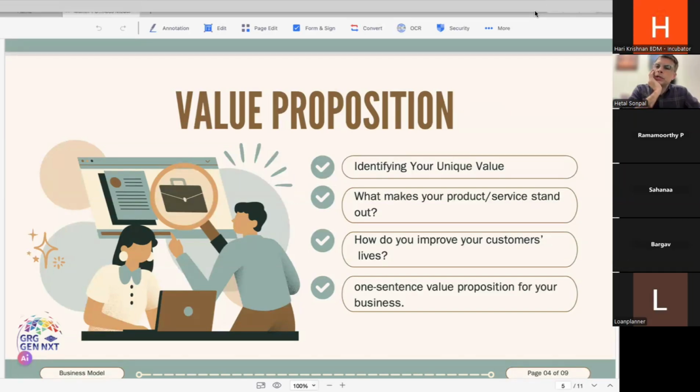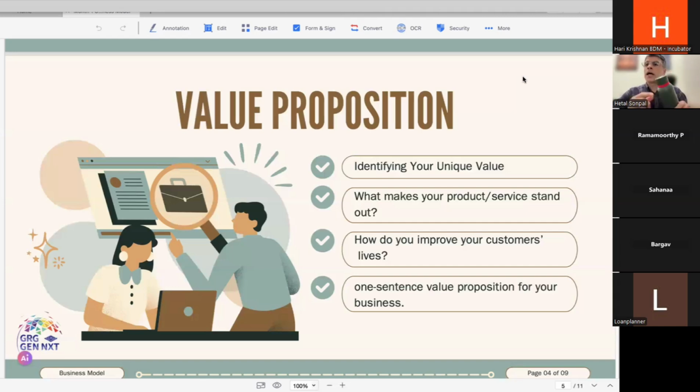the word unique, right? Let me take an example of this bottle here. All of you are able to see the bottle. If I decide to sell this water bottle, what's my value proposition? Zero. Because there are lots of bottles available in the market. Me selling this bottle, producing a bottle like this, will not take me anywhere.